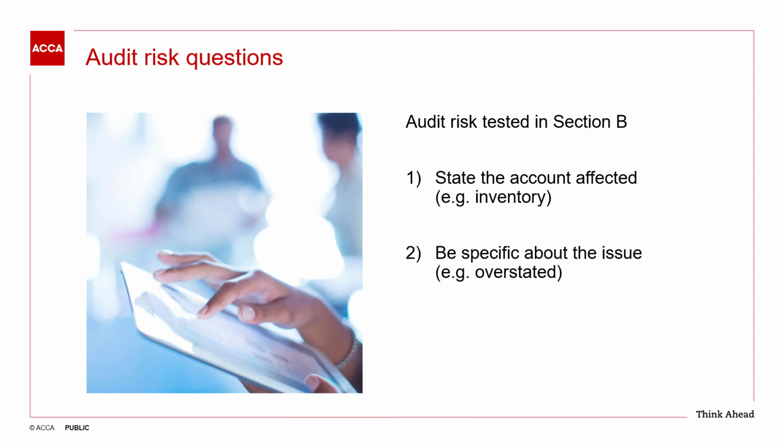Next, you have to say whether the audit risk leads to an under or an overstatement issue. And finally, link it to a financial statement assertion, something like completeness or valuation. Now that's the hardest bit. Only the best students do that 3rd stage.